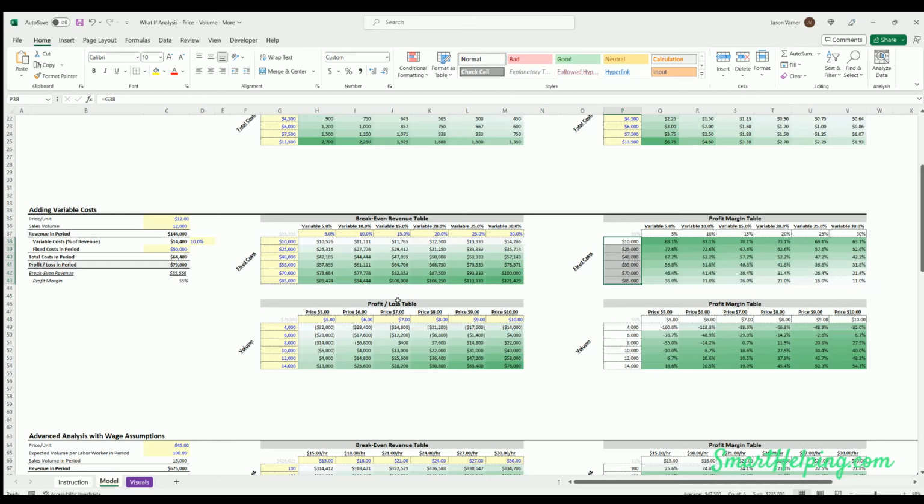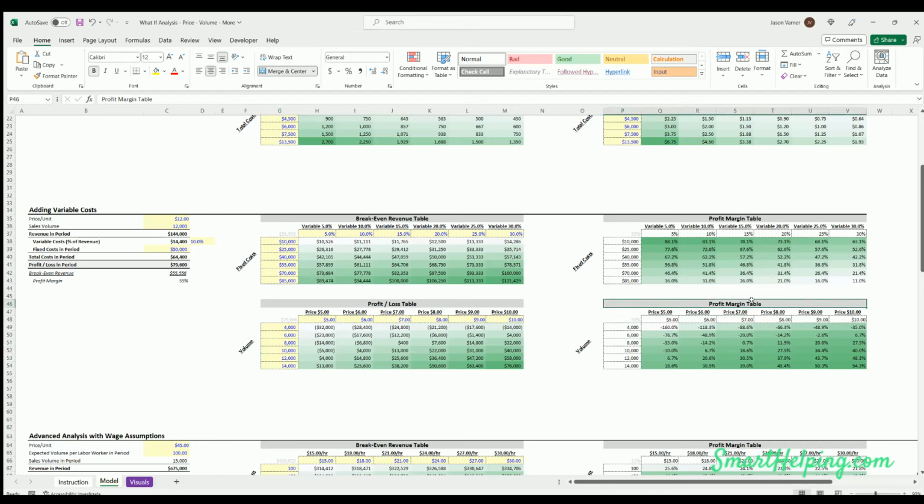Okay, and then the profit and loss table here, but now we're isolating price and volume. So at different prices and volumes, and you're holding these two inputs steady, what is your profit and loss? So here we know we're not making a profit until the price is over $7 if we're selling 8,000 units or more, but if we sell 6,000 units, we're only profitable at a $10 price point. So this is a good table.